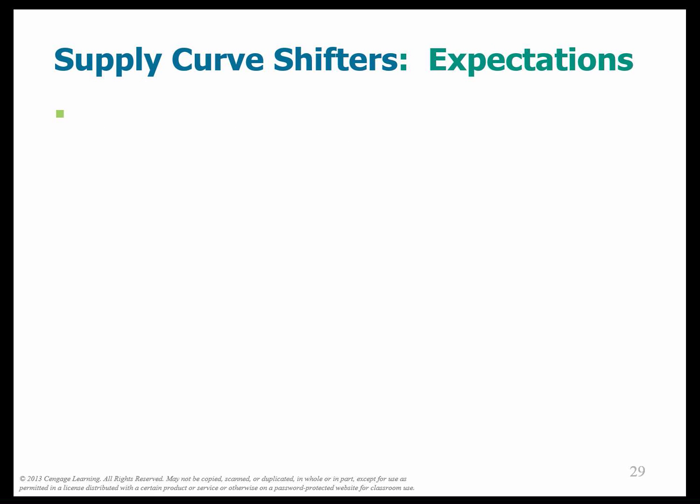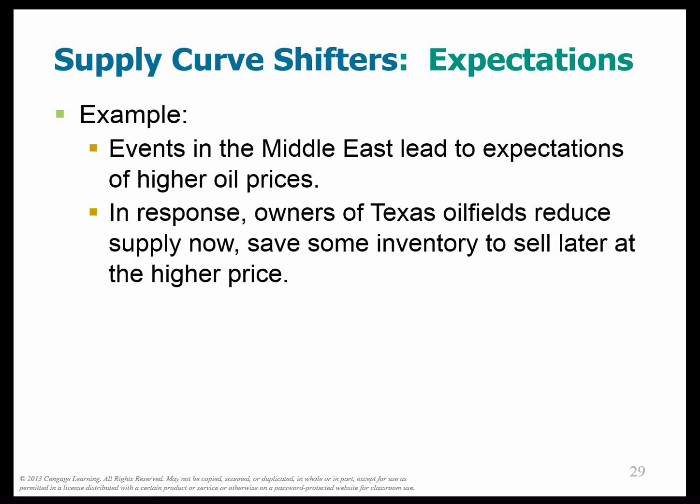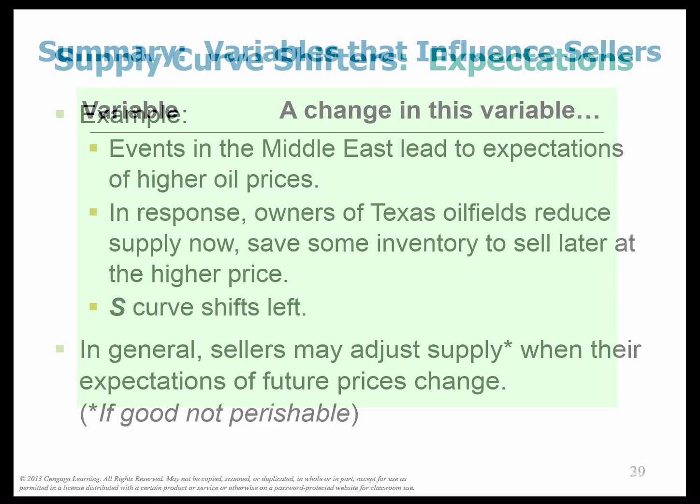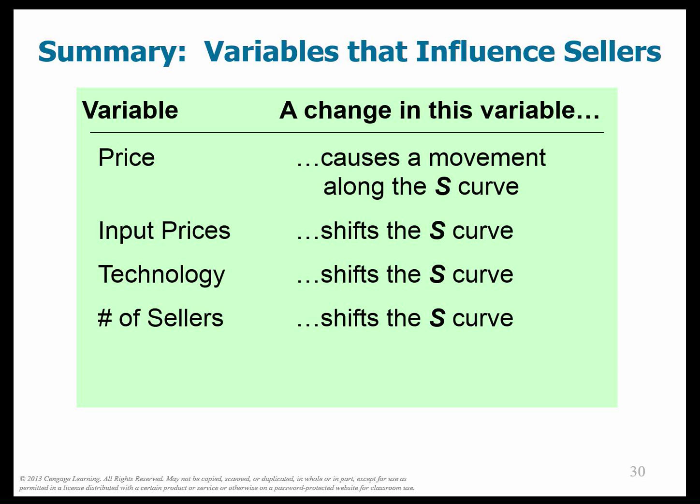The final one we'll talk about is expectations. If I think that conditions are going to change in the future, perhaps I will change the amount of supply I'm giving right now. Particularly if firms think they're going to get high prices in the future, they'll perhaps hoard some of their good right now. They won't sell it, and that means supply will go down or shift to the left.